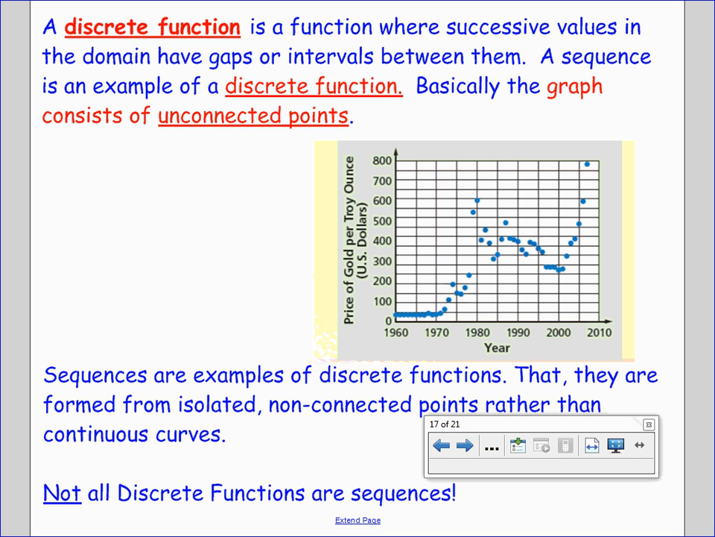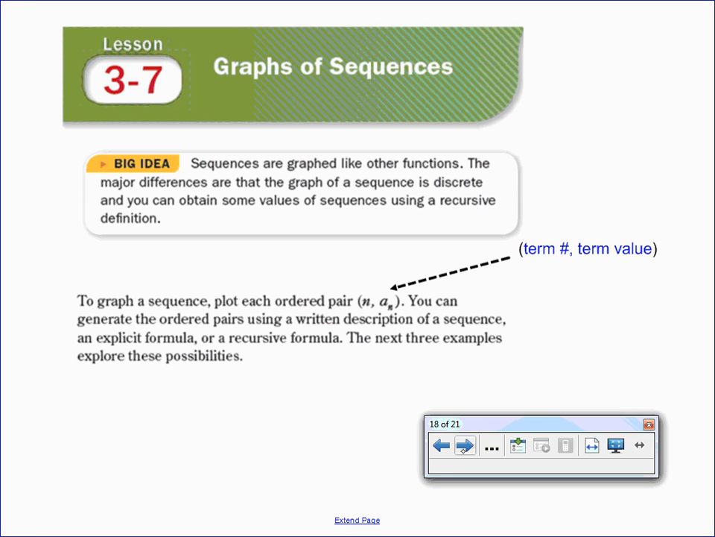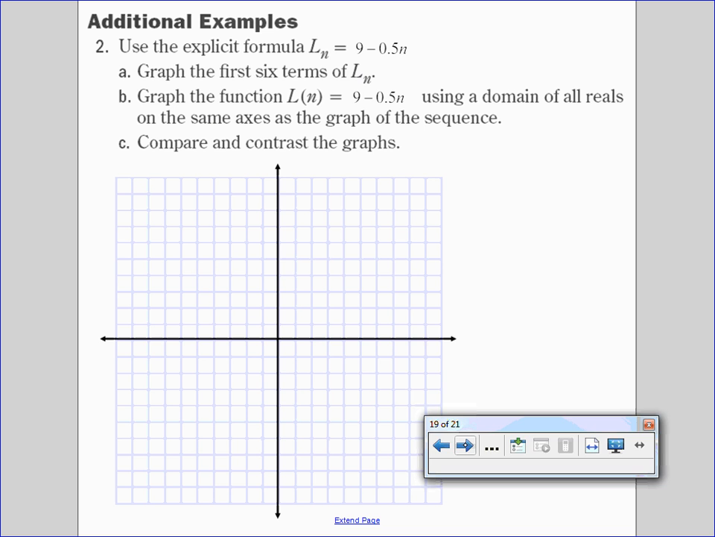So we call that a discrete function because its graph would be a series of disconnected points, versus a continuous function would be an infinite number of connected points. When we connect those points and put arrows on it, now we're talking about a continuous function. Sequences are examples of discrete functions because they're isolated, non-connected points when we make the graph. Not all discrete functions are sequences, but all sequence graphs are discrete functions. Let's go ahead and take a look. As we plot term number, comma, term value, we can create a graph of a sequence.